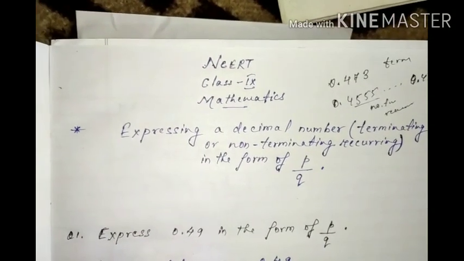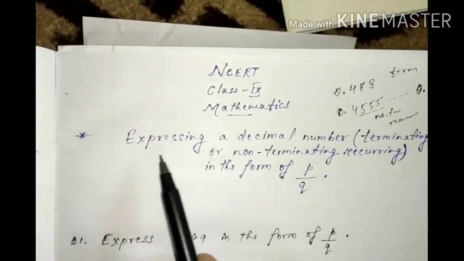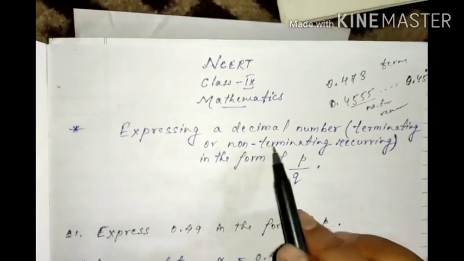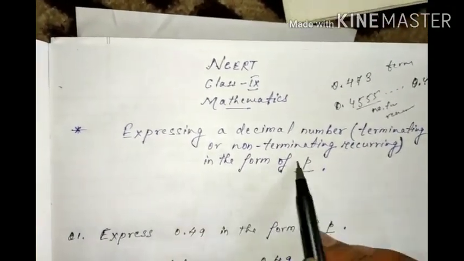Hello everyone. In this video we are going to learn how to express a decimal number, whether terminating or non-terminating recurring, in the form of p by q.